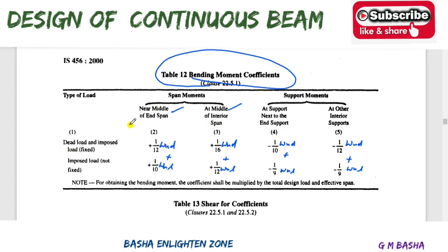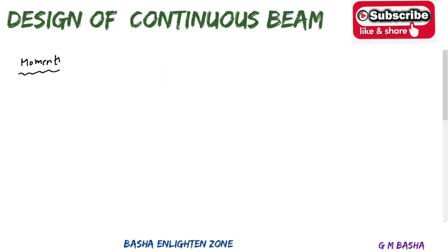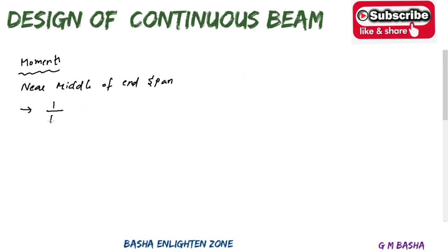I will take according to the load: 1 by 12 to 1 by 10, first one, which is near middle of end span. Write down the heading as it is, near middle of end span. So what are the conditions? Here WUD, WUL: 1 by 12 WUD L square plus 1 by 10 WUL L square.